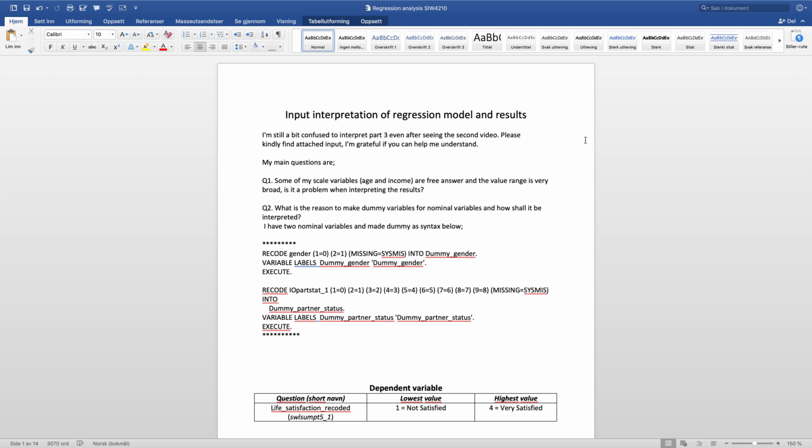And let me say that some of you have sent me the whole work requirement. I'm not able to provide you feedback at this point on the whole work requirement. I'm only able to provide you feedback on your regression model. I think that was everything.